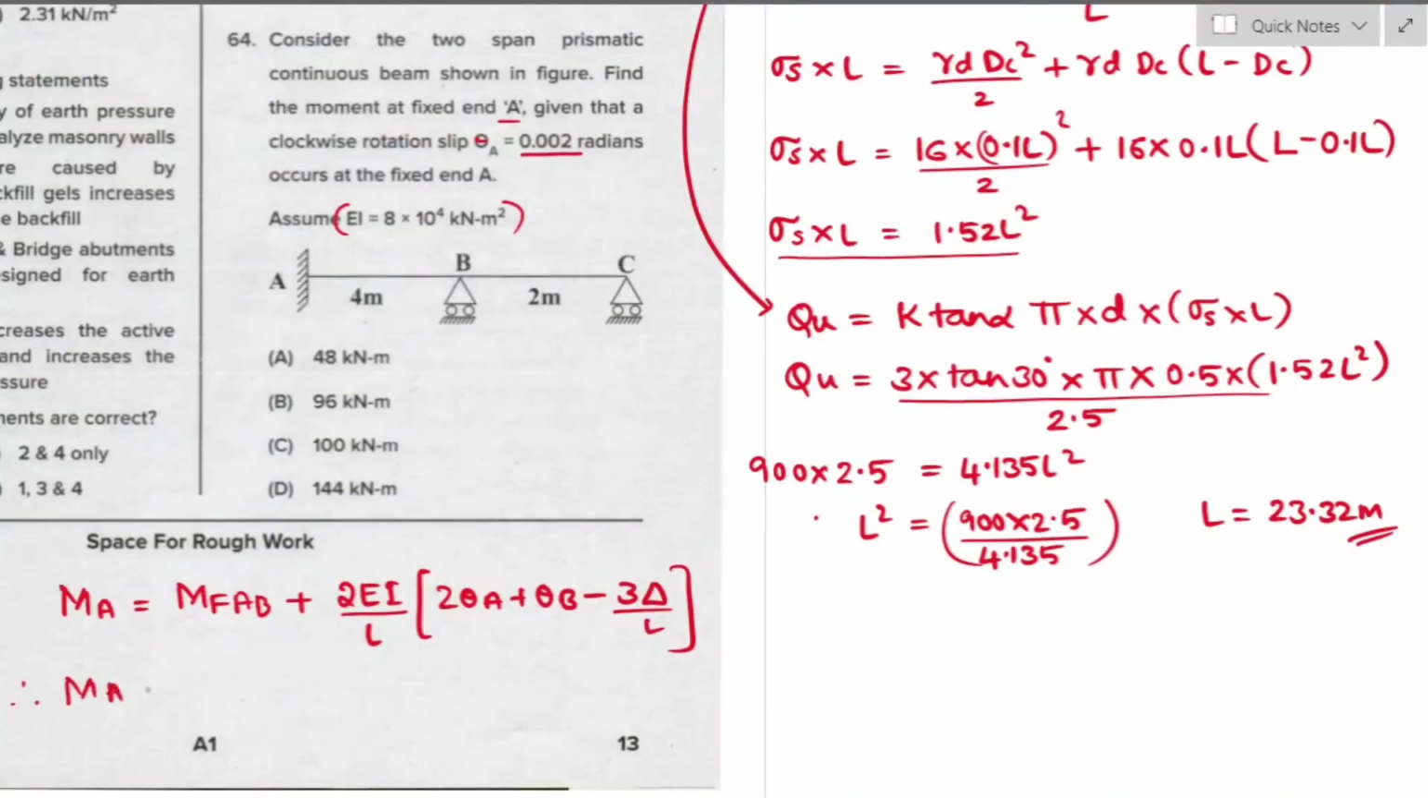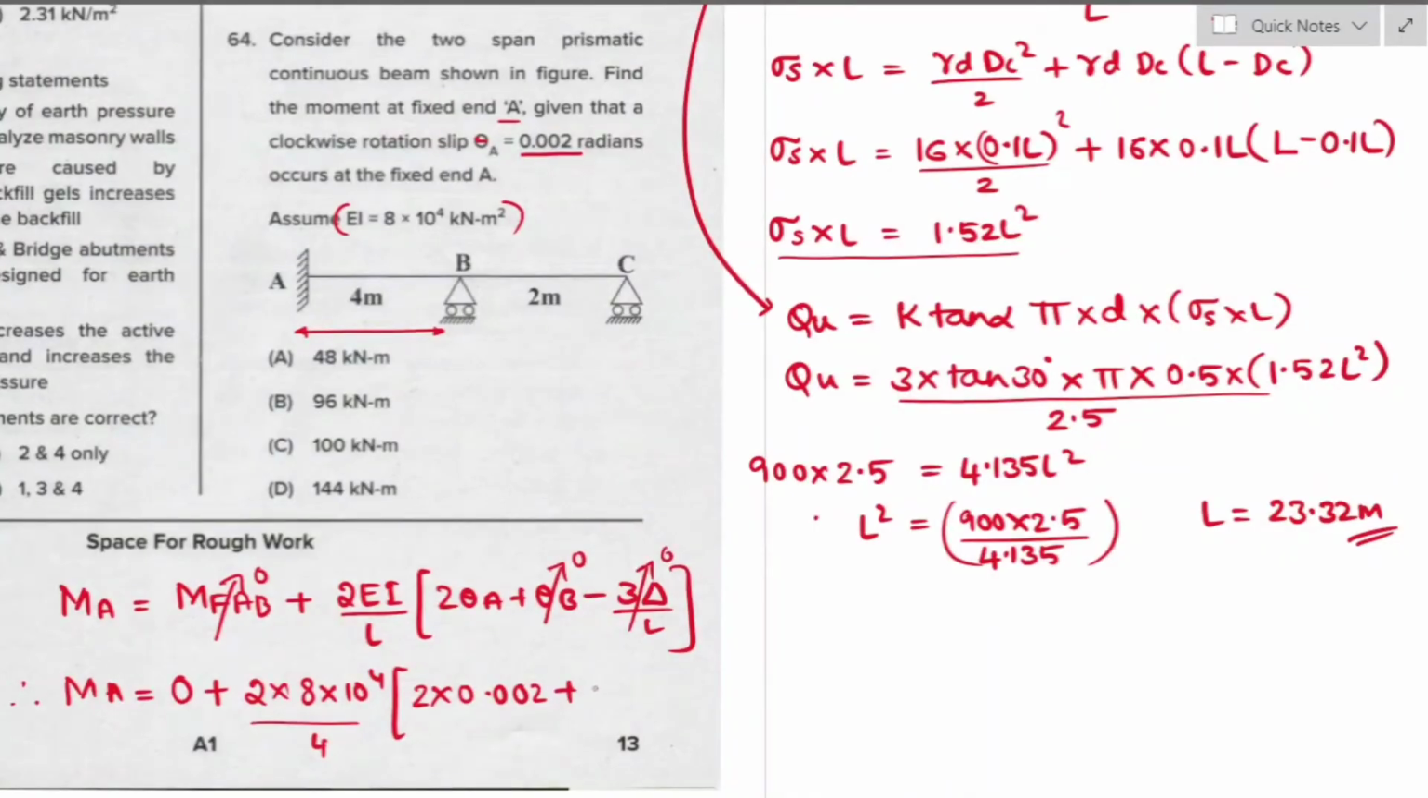Therefore, fixed end moment at A is equal to, since there is no external load acting on the member AB or BC, fixed end moment is 0. EI is the flexural rigidity, 8 into 10 to the power of 4. L is the length of the span member AB, so it is 4 meter, into 2 into theta A, the clockwise rotation slip, which is given as 0.002 radians. Theta B is 0. Since there is no deflection, it is 0. On solving this, 160 kN meter.